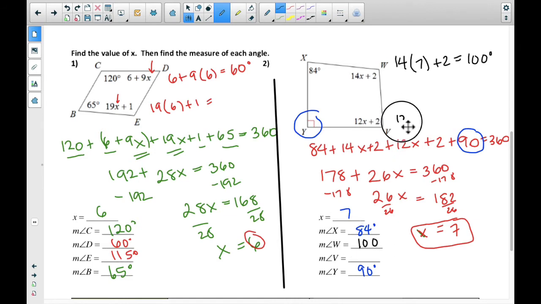And then on this one, 12 times 7 plus 2, I work that out. And that comes out to be 86 degrees. So that goes there. So if I add these together, it should come up to 360. And I went to my calculator and I double checked it, and it does add up to 360. Okay, so that's how we're going to do equations with our quadrilaterals.